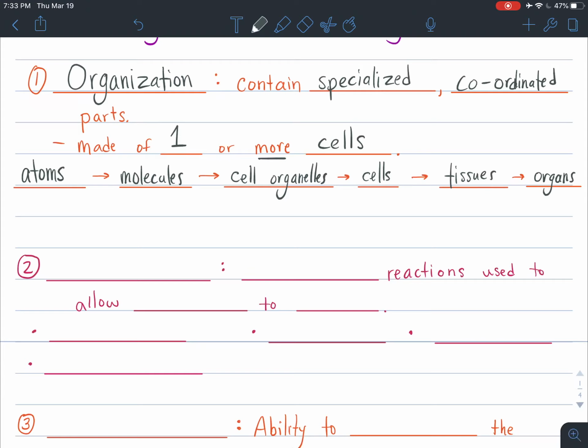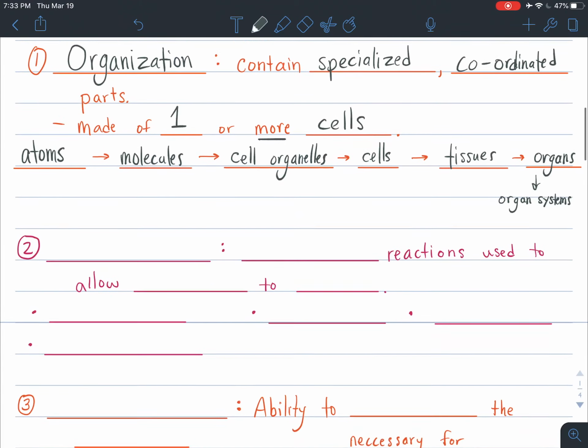Now, organs work together in organ systems. So we could even add another layer of organization here and say that we have organ systems, like our respiratory system includes our nose and our mouth, our larynx, and our lungs. So there's lots of different organs involved in all of that.